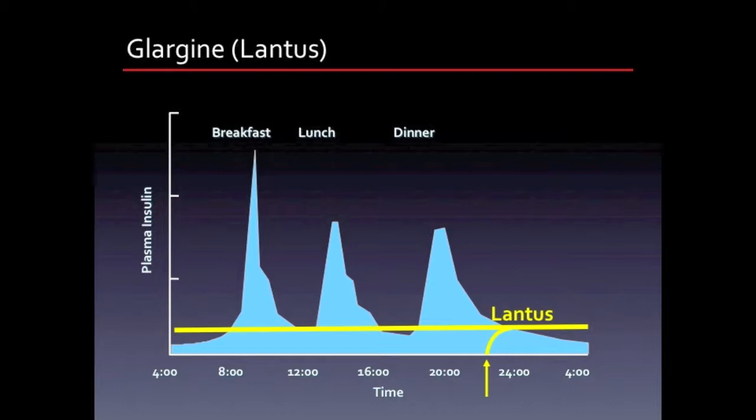Lantus, or glargine, is a type of long-acting insulin that's typically dosed only once a day. It lasts in the body for close to 24 hours at a pretty constant level. Thus, it's sometimes also called peakless insulin. Most patients take it at night after dinner.